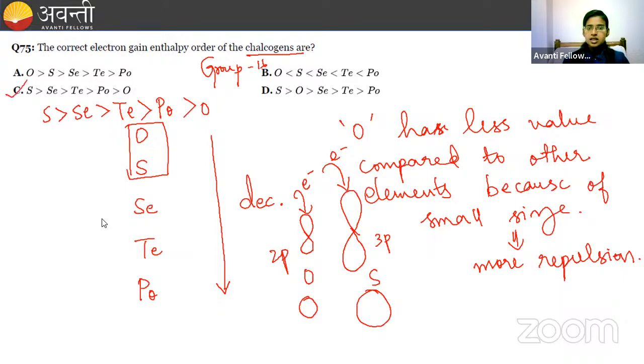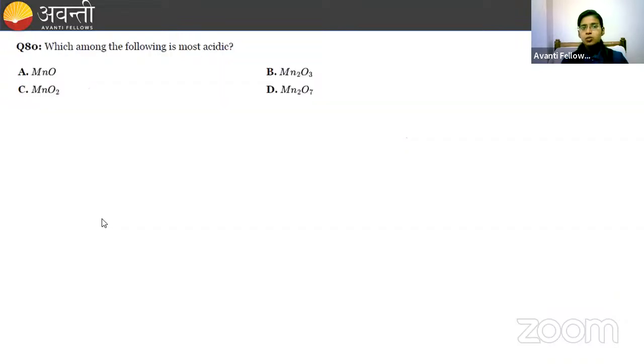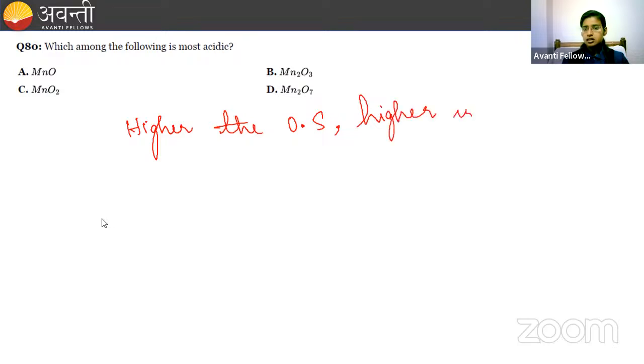So option C is the correct answer for this question. Now moving on to question number 80. Which among the following is most acidic? So how to find out the acidity? The higher the oxidation state, the higher is the acidic character. Oxidation state is directly proportional to the acidity.